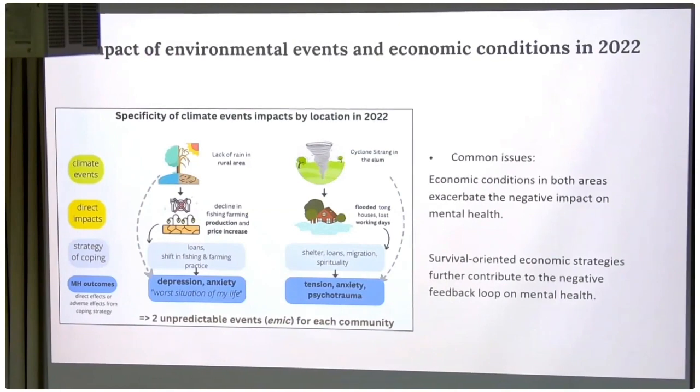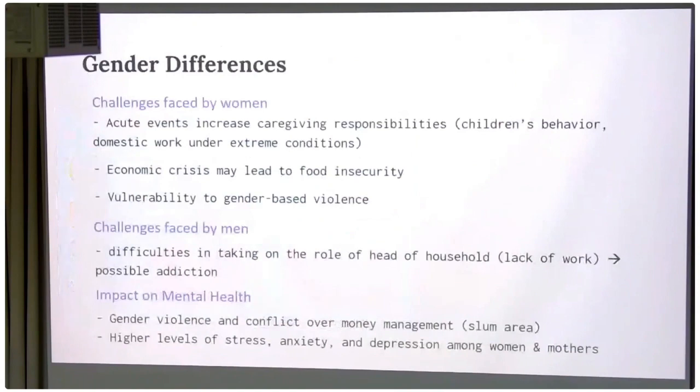And in the meantime, in the slum in Dhaka, the cyclone Citrang hit the capital, but the most damage was in the slum because of the location of the slum on a canal, on a river. So water was coming from the roof, but also from the ground. So it was a very dramatic situation with a lot of tension, anxiety, and psychotrauma.